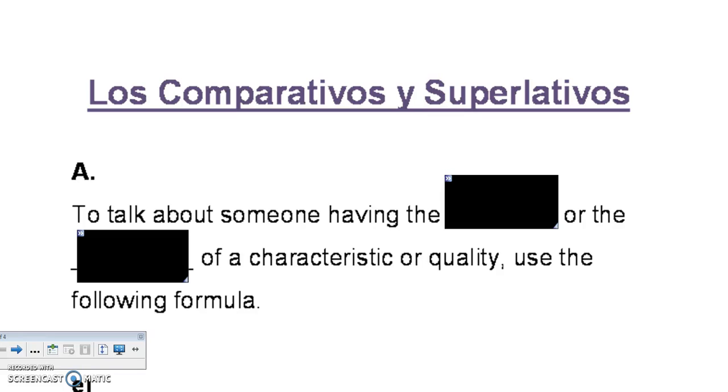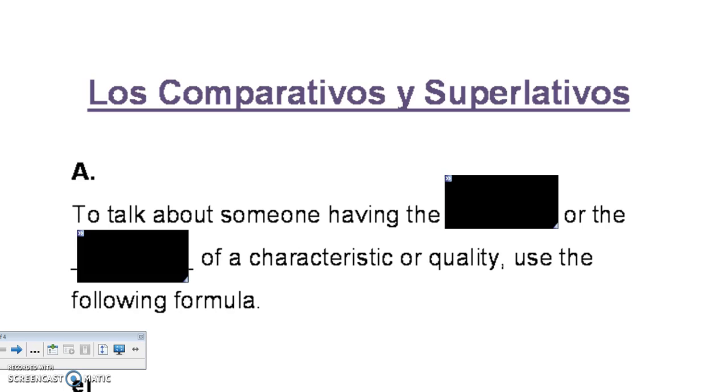Okay, so today we are going to talk about los comparativos y los superlativos. And really, this should just be a review of what you learned in Spanish 3 about using comparisons and superlatives in a sentence. So you can go ahead and just fill these in to your note packet. They're right in your art vocabulary note packet.